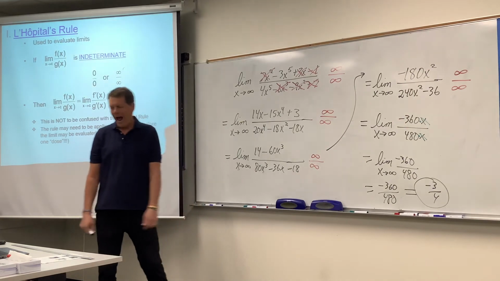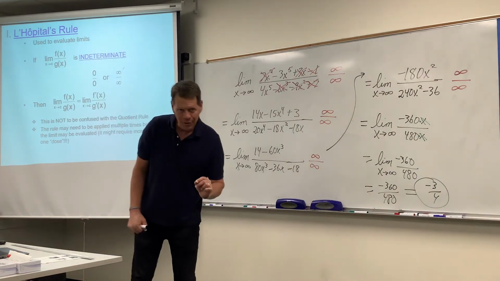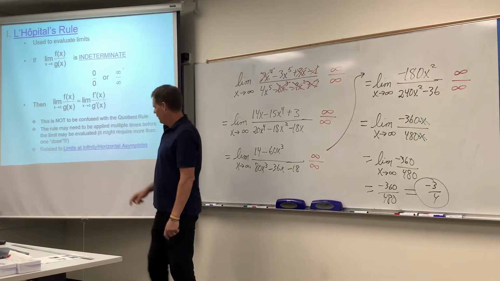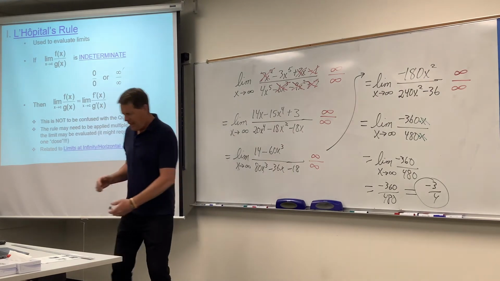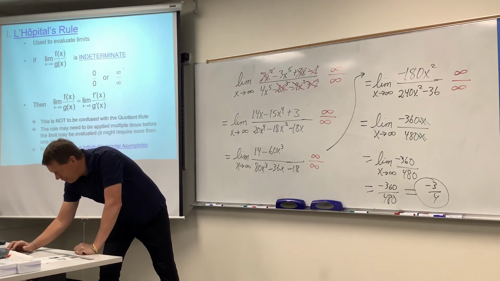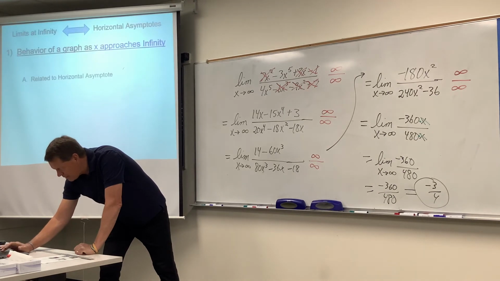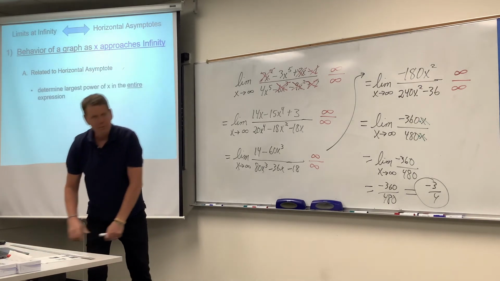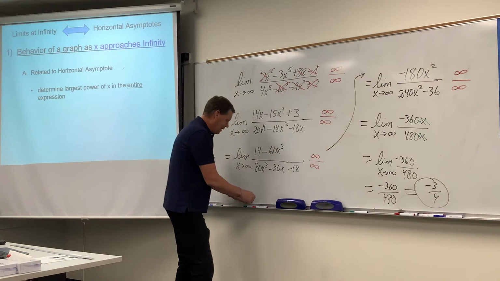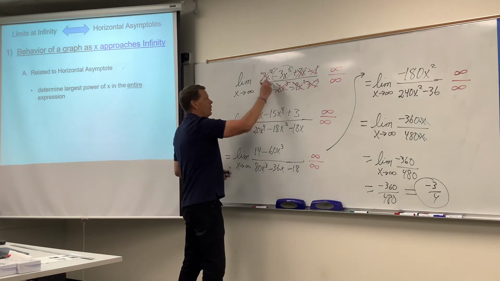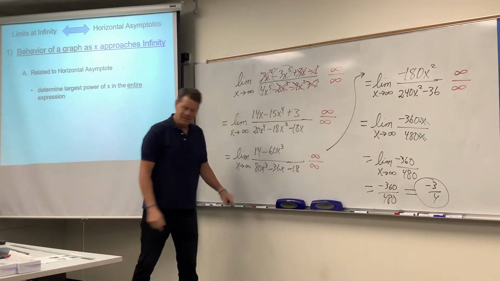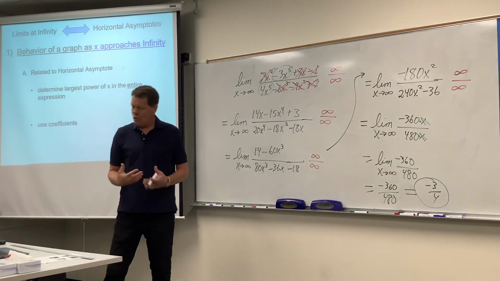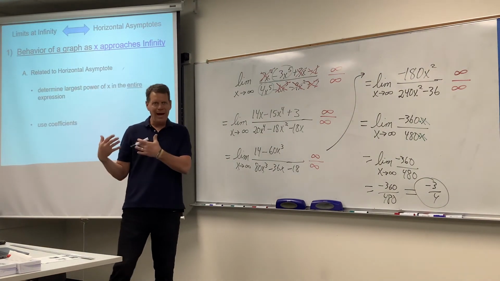Now, wow, a long time ago, we talked about limits at infinity and how they related to horizontal asymptotes. And you might have been thinking all along about that. And here's what I would take you back to. When we had a limit at infinity, we found the largest power of x in the entire fraction, which was x to the 5th power. And then we used the coefficients of those two terms to get our limit. I just wanted to show you why that worked back then.